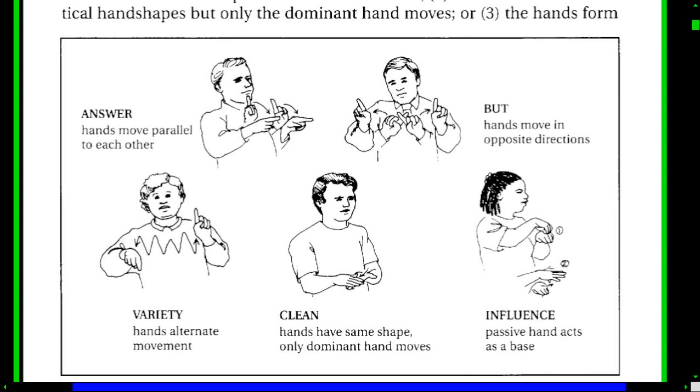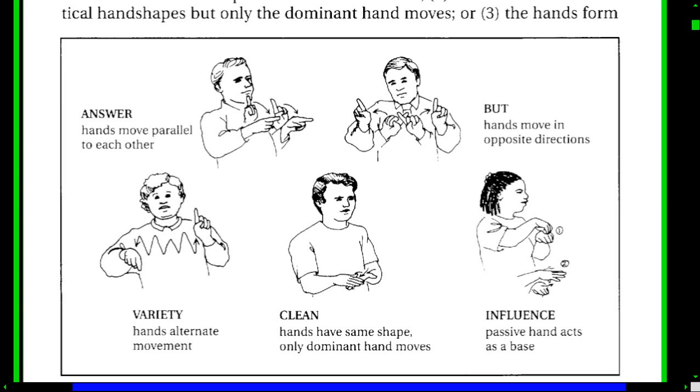Let's see this picture here. Answer: hands move parallel to each other. So if we want to ask somebody, what's your answer? It's like a cool move that kids use to say, what's your answer? But: hands move in opposite directions. If you want to say but, you make an X movement. Some people would say but, some people do it like I don't agree. But here in ASL it shows the two palms upward, saying I don't, instead of I don't agree.